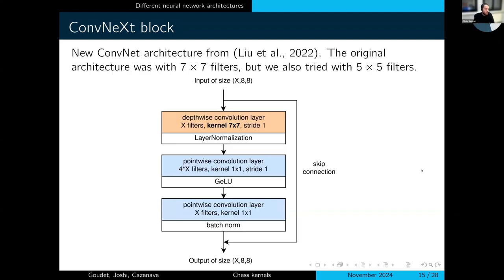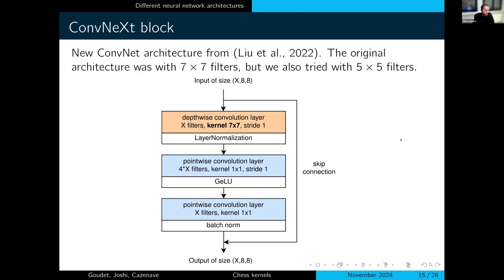And we also work with ConvNeXt blocks. This is a new architecture that was recently proposed in the computer vision domain. In this architecture, there are first of all depthwise layers with large filters of size 7 by 7. This is followed by two pointwise convolutional layers with a GLU activation function in between.